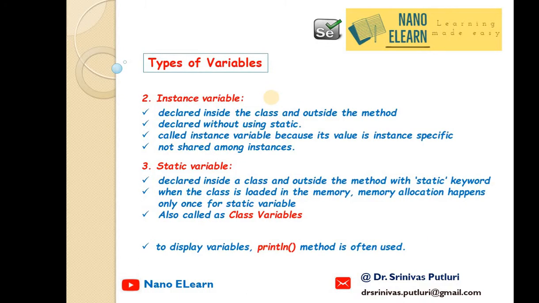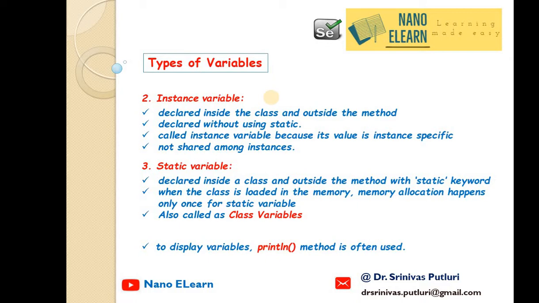What is an instance variable? It is declared inside the class but outside the main method. It is declared without using the static keyword. It is called an instance variable because its value is instance specific. It is not shared among instances.